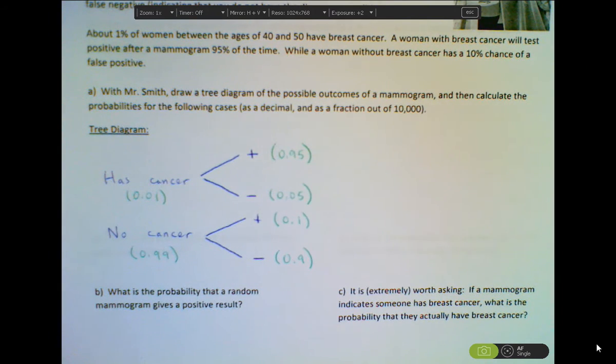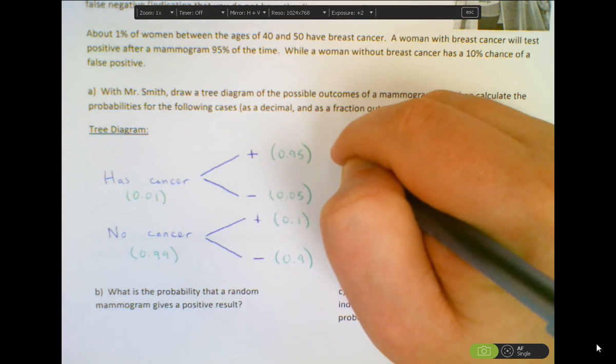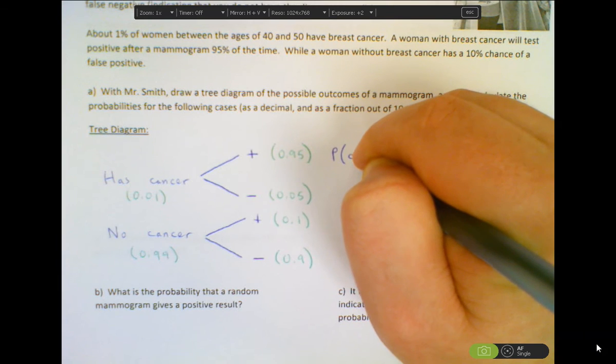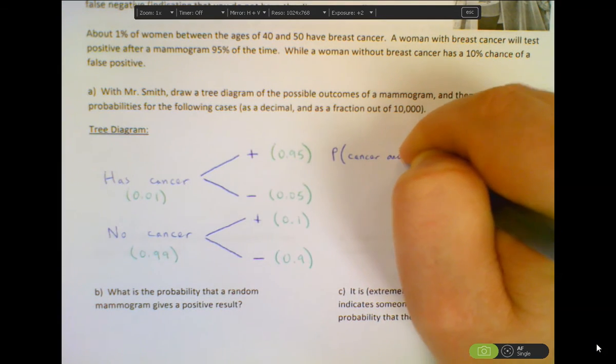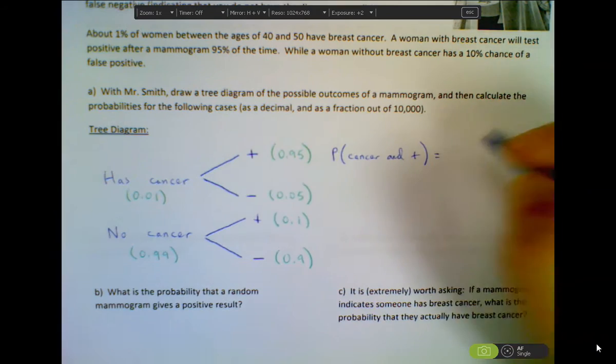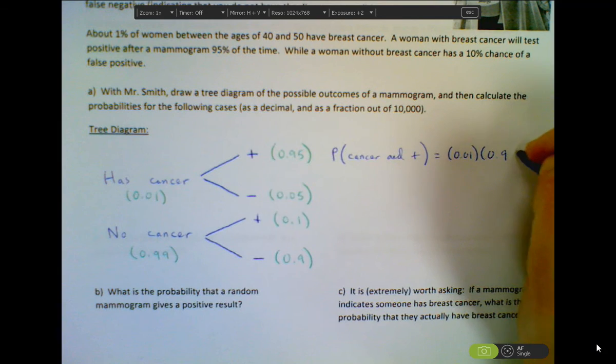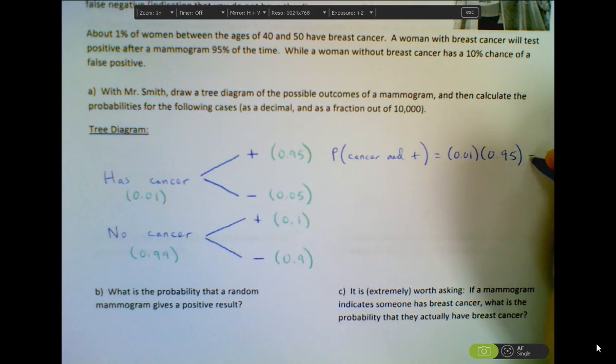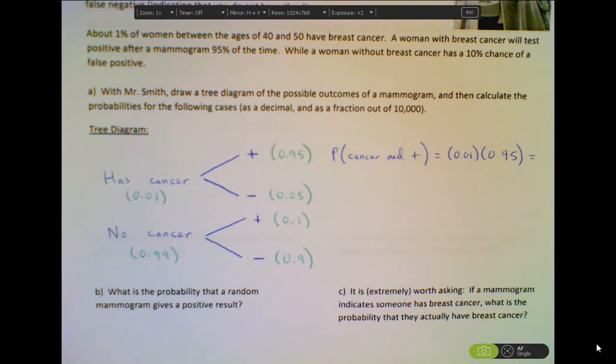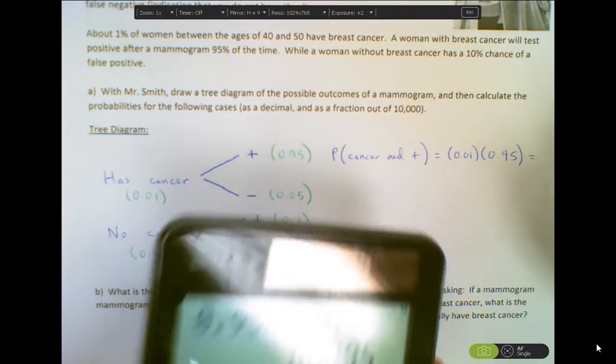All right, so let's look at the probabilities we have in this table here. From our first branch, we can see the probability that a woman has cancer and tests positive. That is 0.01 times 0.95. We're going to get that as a decimal, and we're not going to round that at all. We're just going to keep as much accuracy as we can. In this case, it might turn out to be 3 or 4 decimal places, so let's do that. That's 0.0095.